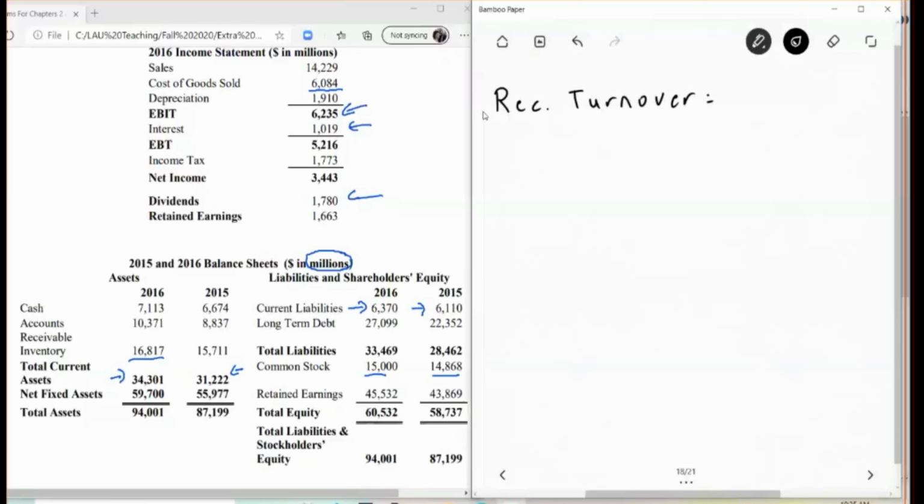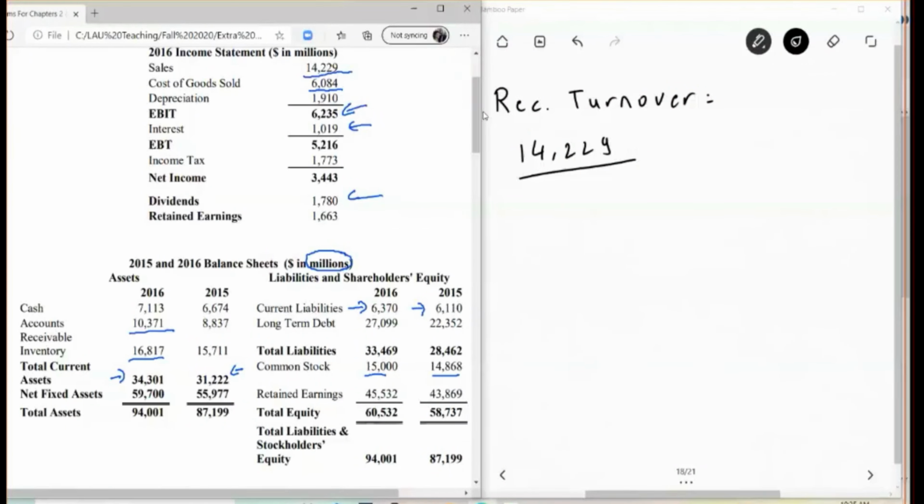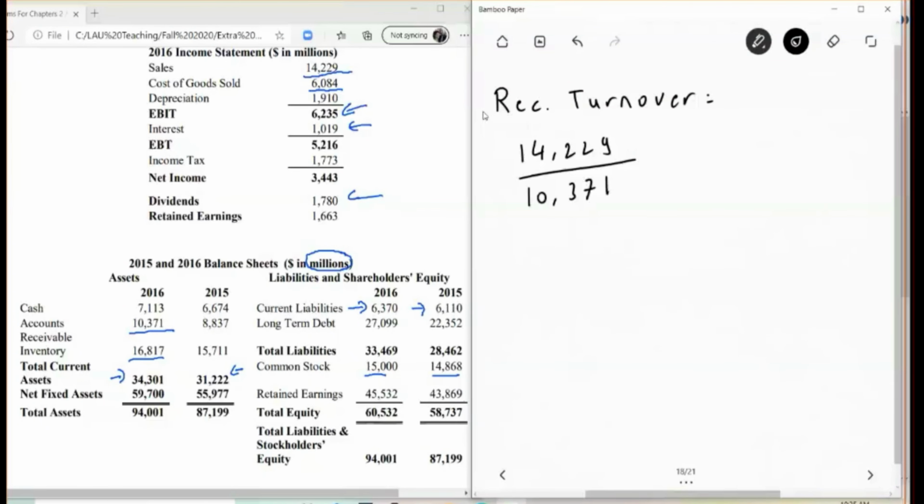Receivables turnover is equal to sales divided by receivables. In 2016, accounts receivable were 10,371. The answer here is 1.37 times. So the firm collects the receivables from its customers 1.37 times within a year.